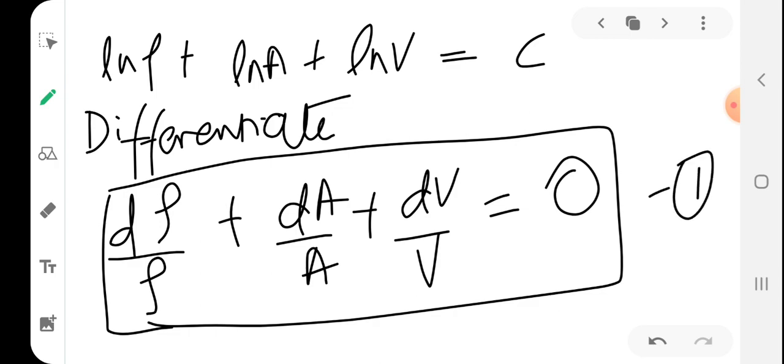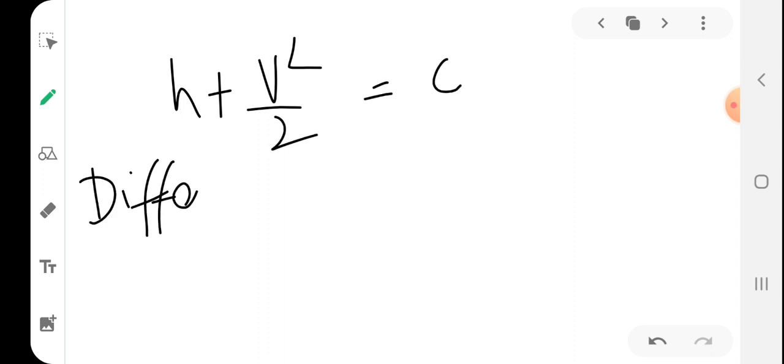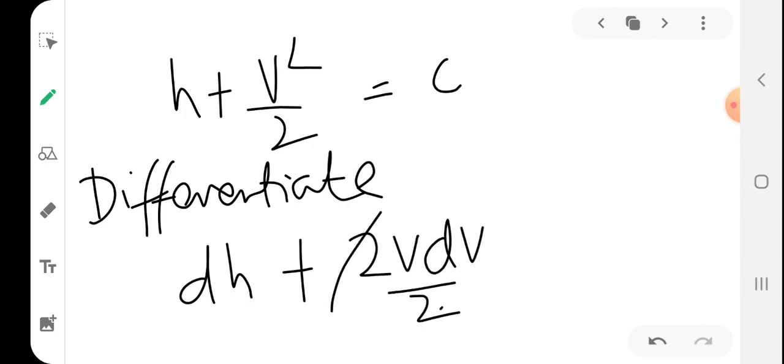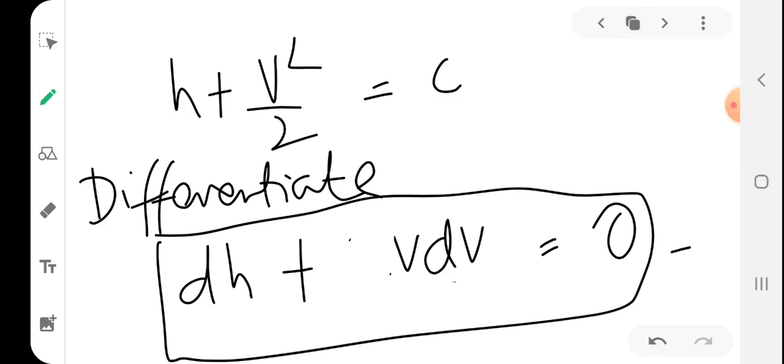Keep it here, equation 1. Now our enthalpy equation, or the standard steady flow energy equation, is H plus V square by 2 is a constant, right? If you differentiate it, the differential form will be dH plus 2V dV by 2, so the 2 and 2 cancel, equal to 0. It means dH plus V dV equal to 0. So this is the differential form of the energy equation. The previous equation was the differential form of the continuity equation.